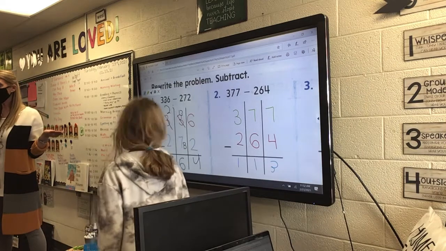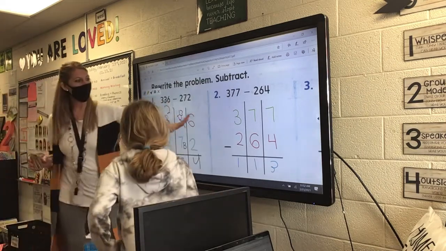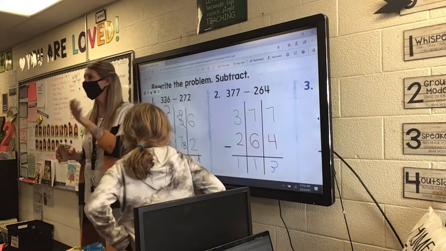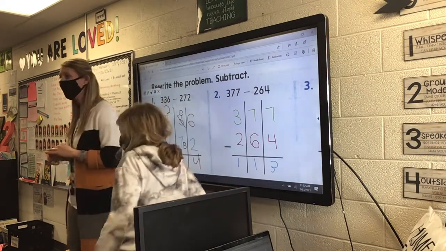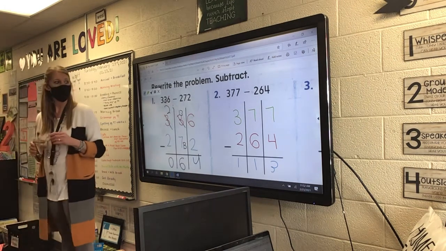Did we have to borrow in this one? No. We did not have to borrow because all these numbers at the top were bigger than the numbers at the bottom. No bigger bottoms. So no borrowing on this one. Carson, look at your numbers here. That should be a 4. That's not in the right spot. Are you ready to move?